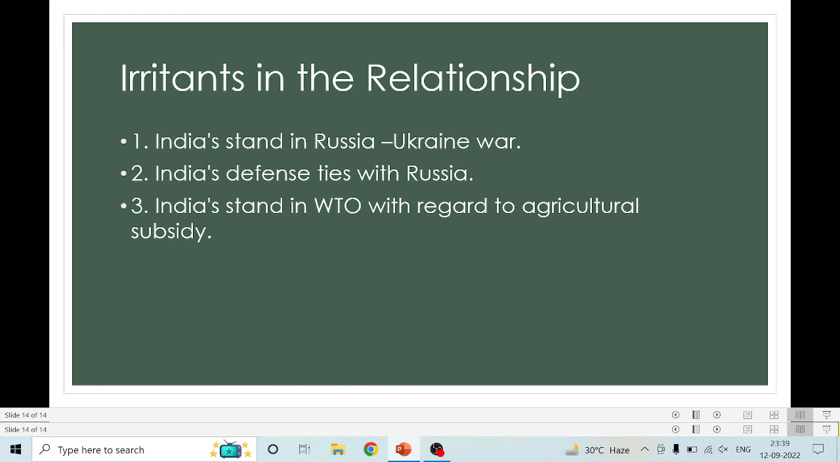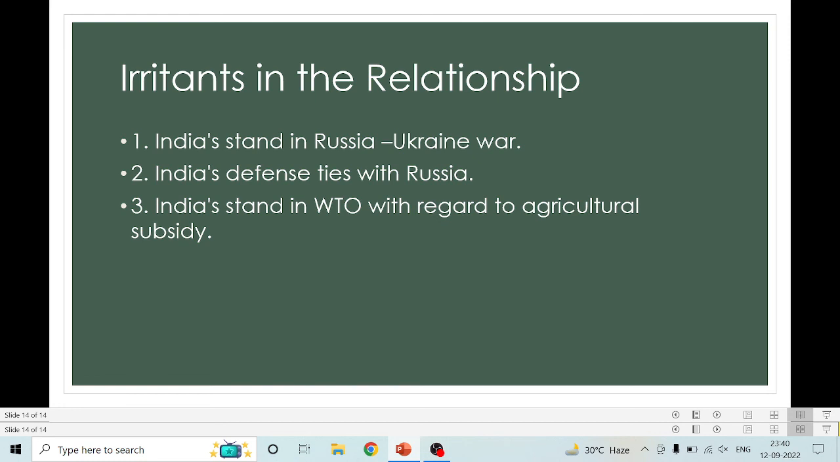Then India's stand in the World Trade Organization with regard to agricultural subsidy. It is something which is not liked by the United States of America. Then India's generic drug market. So they are raising concerns about patents and all. There are also some common issues related to the India and Iran relationship. However, we had cut down the import of oil from Iran, but this is not something sustainable. It will again arise in the future.